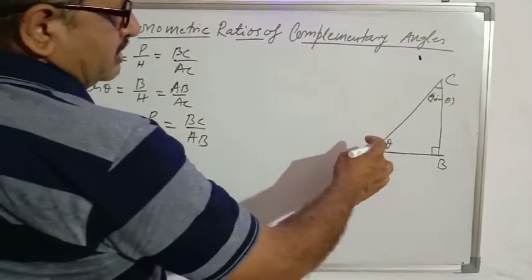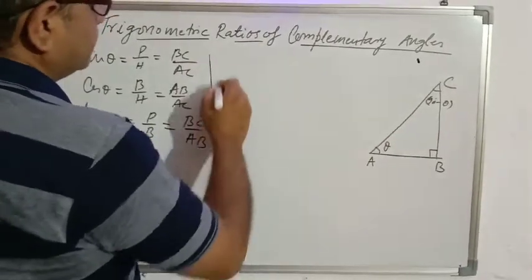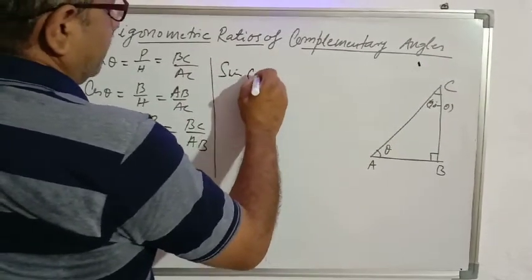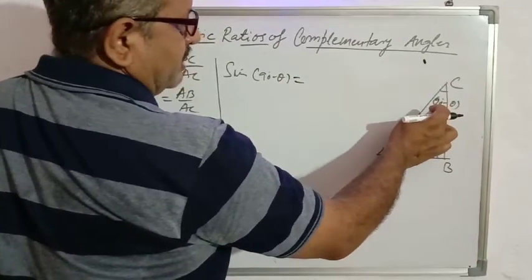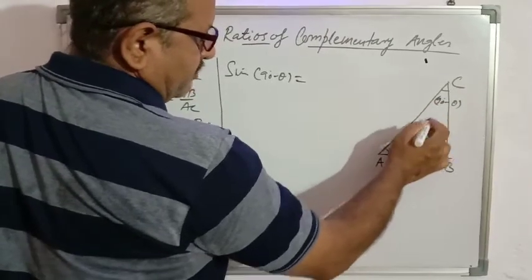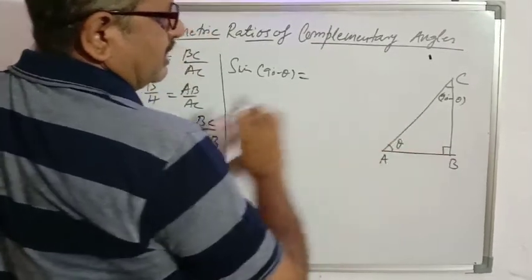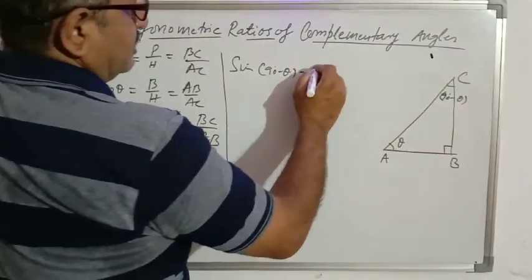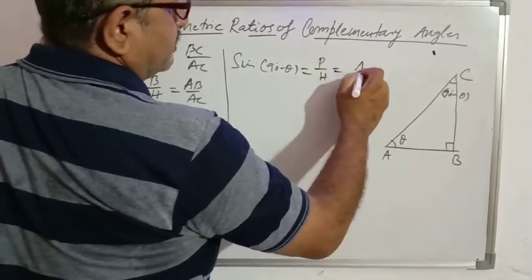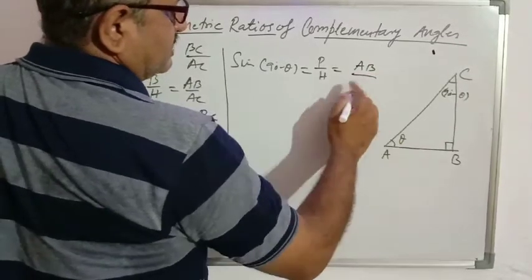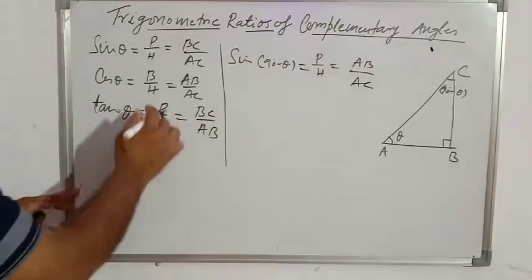Now we have to take the trigonometric ratios of its complementary angle 90 minus theta. So write sin 90 minus theta. When we take angle C, meaning 90 minus theta, its opposite side AB will be the perpendicular, BC is the base and AC the hypotenuse. So sin 90 minus theta is perpendicular by hypotenuse. Perpendicular is AB and hypotenuse is AC. AB by AC.